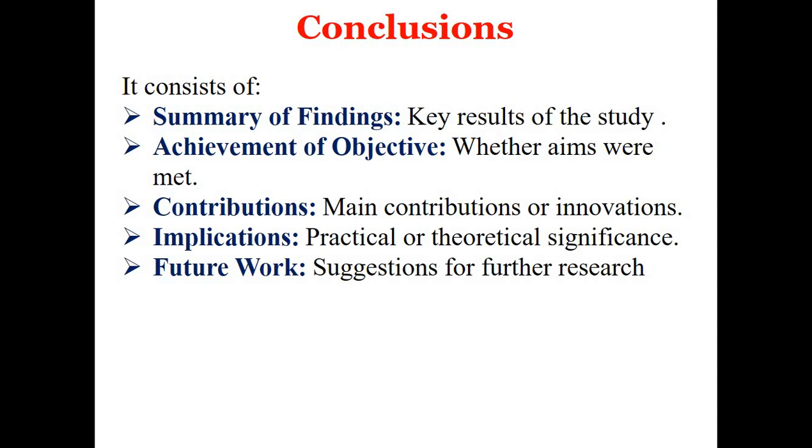Conclusion. The conclusion consists of summary of findings, achievement of the objective, contributions, implication, and future work. In summary, we have to write down the key result of the study or experiment. Then achievement of the objective: we have to write down whether our objective is met or not.